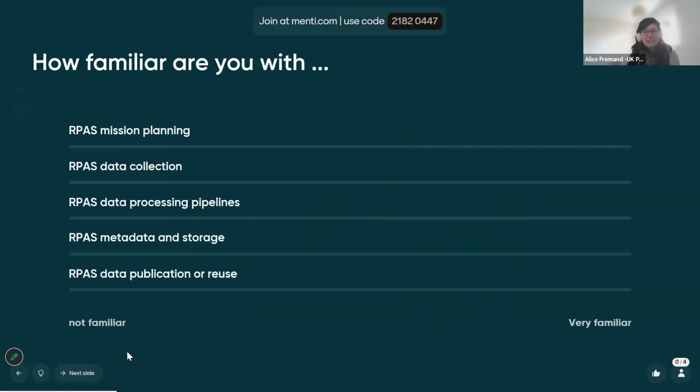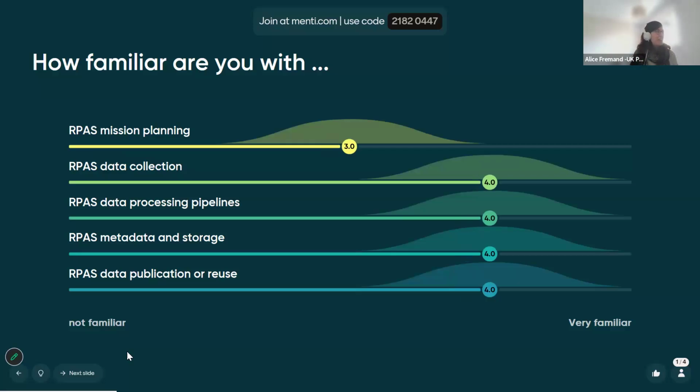Now we wanted to know if you had already used drones, so RPAS. Have you been or are you familiar with mission planning, data collection or data processing pipeline, metadata and storage, or data publication or reuse? In this you can just rate what your level of understanding of all of this is.